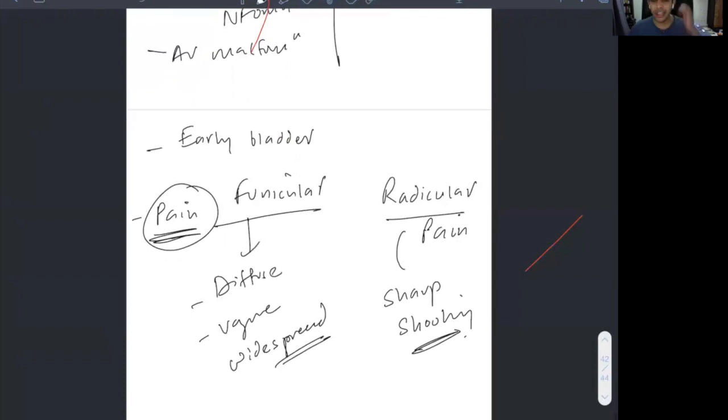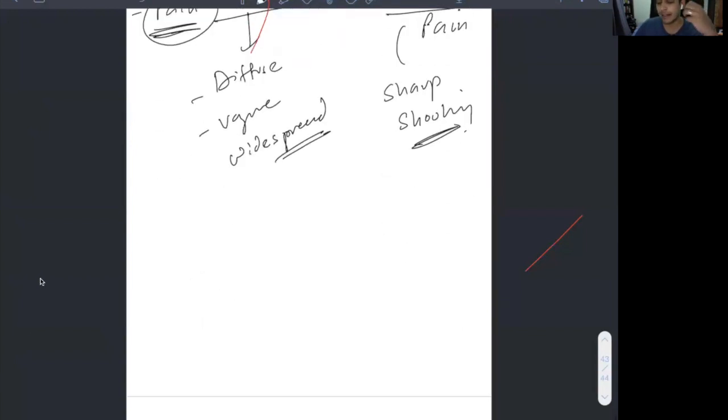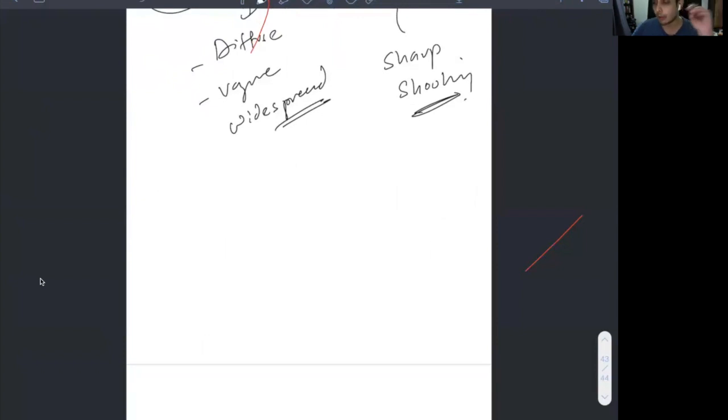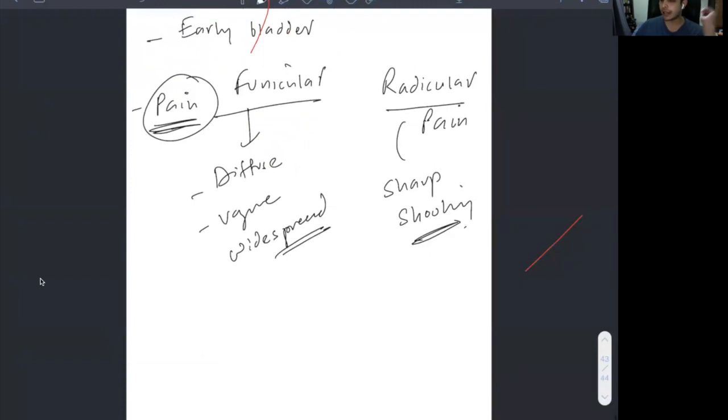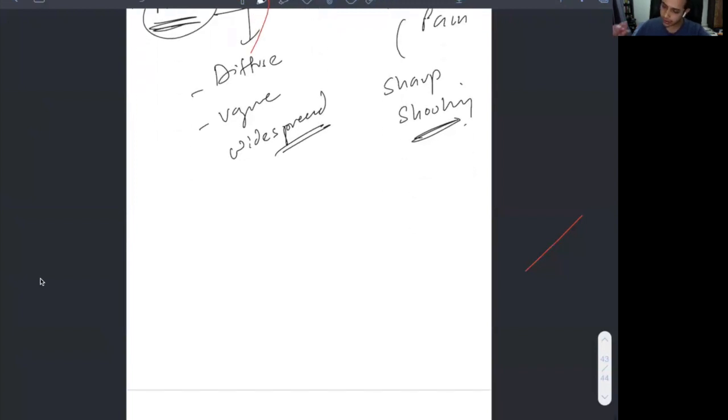Okay, we won't get into the details of why funicular pain and radicular pain are different and the anatomy of it. We can discuss pain as a separate topic sometime, but this is roughly the difference. And again, your Elsberg phenomenon is more common in your extramedullary lesion. All right, so that is that.